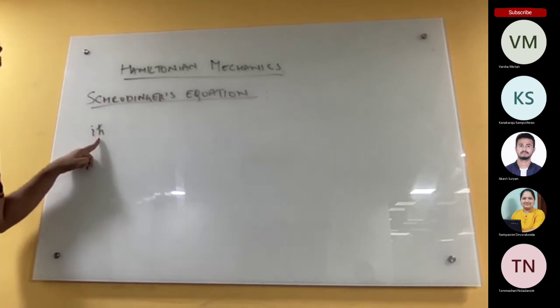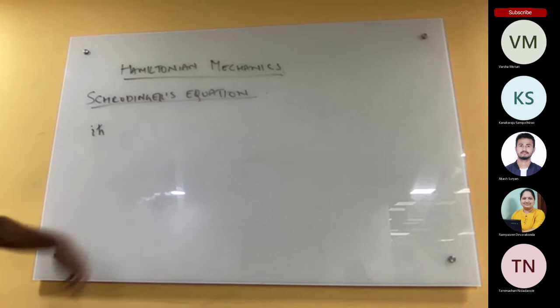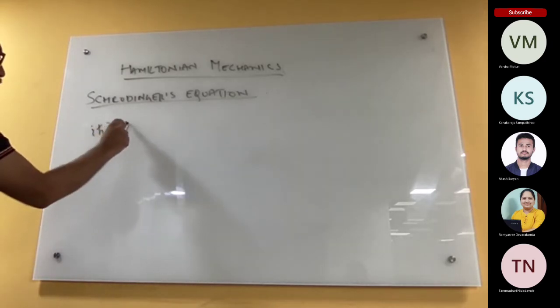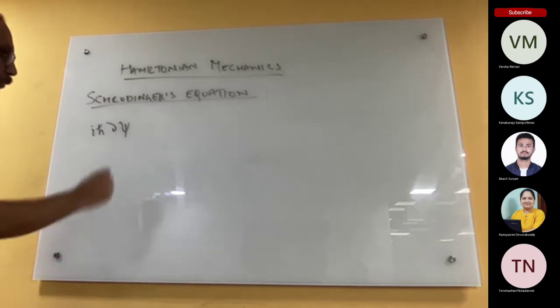This is h bar. This is known as Planck's constant. We'll talk about it when I get to quantum mechanics a little bit. But right now, don't worry about it. Partial derivative of psi. And I will explain what psi is.